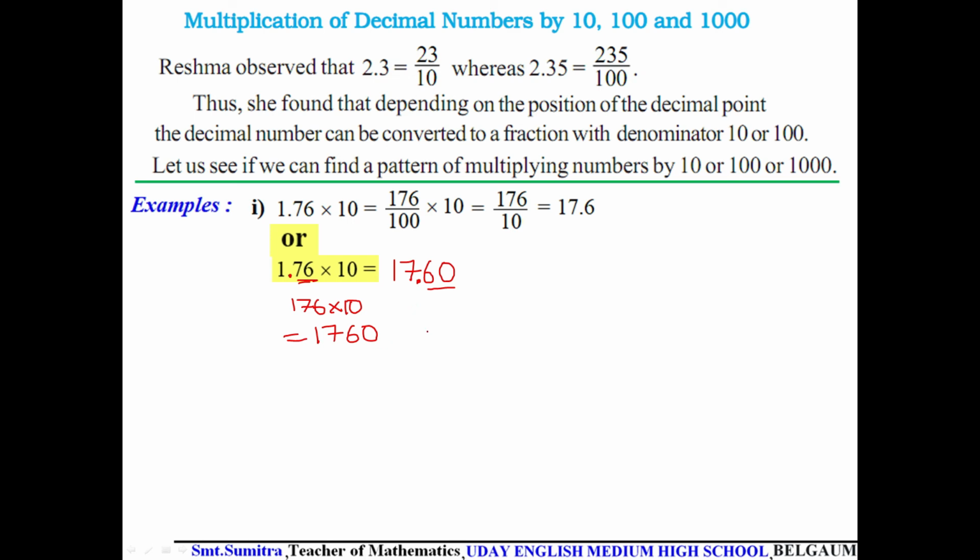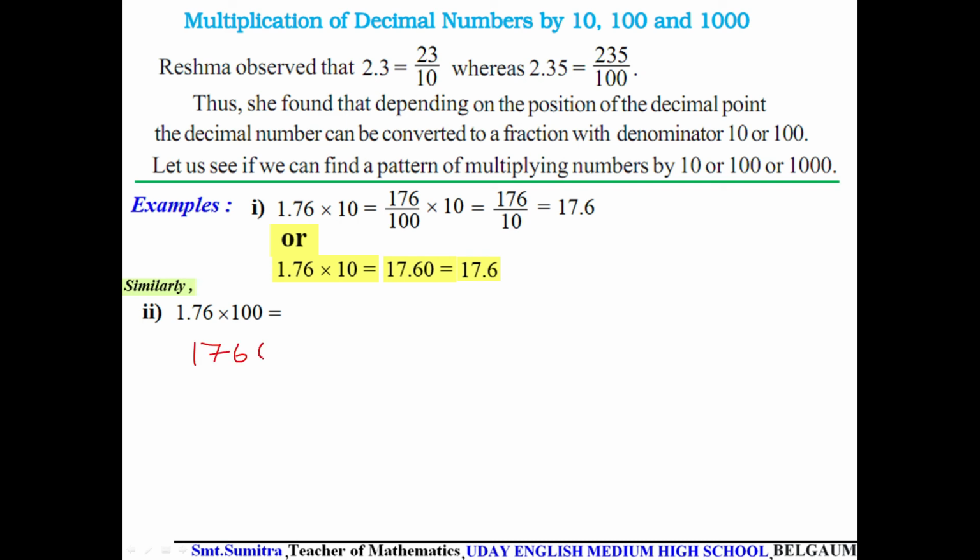I repeat, 17.60 or simply 17.6. This is the simplest method to multiply. Few more examples you see. 1.76 into 100. If you take whole numbers and multiply by 100, it would be 17600. Do you agree? So after decimal point 2 digits means leaving these 2 digits you put decimal point. Answer is 176.00 or simply 176.